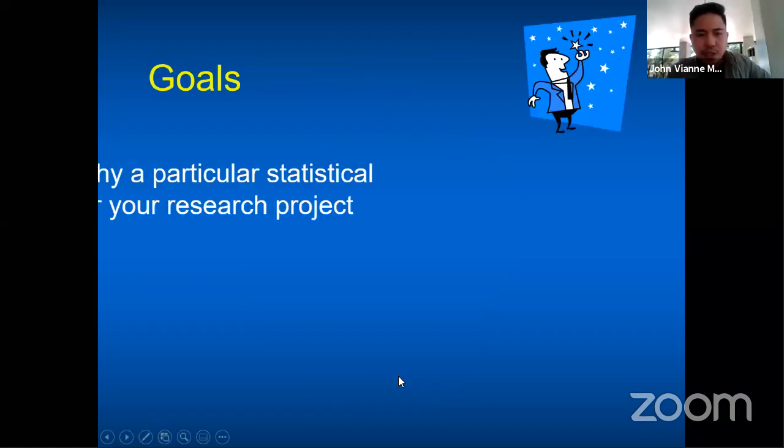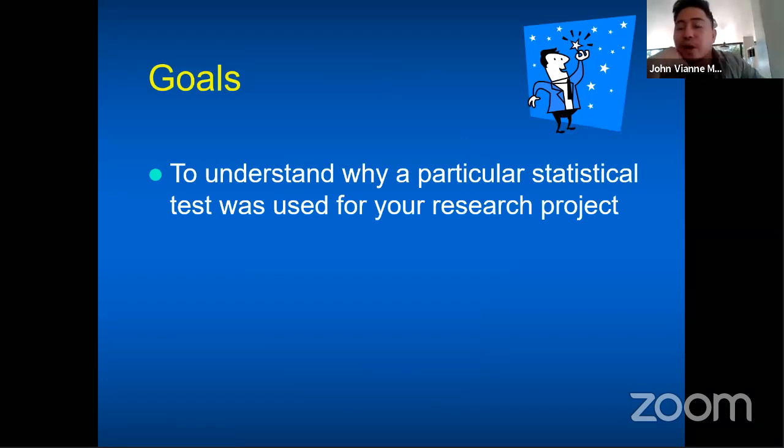Okay, next one. So our goal here is to understand why a particular statistical test was used for your research project. Yan naman ang ating purpose, di ba? If in case ganito yung problem mo, ganito yung instrument mo, ano yung appropriate statistical tool na gagamitin? That's the usual question that I receive from undergraduates. Sir, hindi ko alam kung anong statistical test gagamitin nito. Kinopya ko na lang ang statistics ng past output sa library. And then they found out na hindi pala pwede yung sa kanila. So we're going to address this concern.